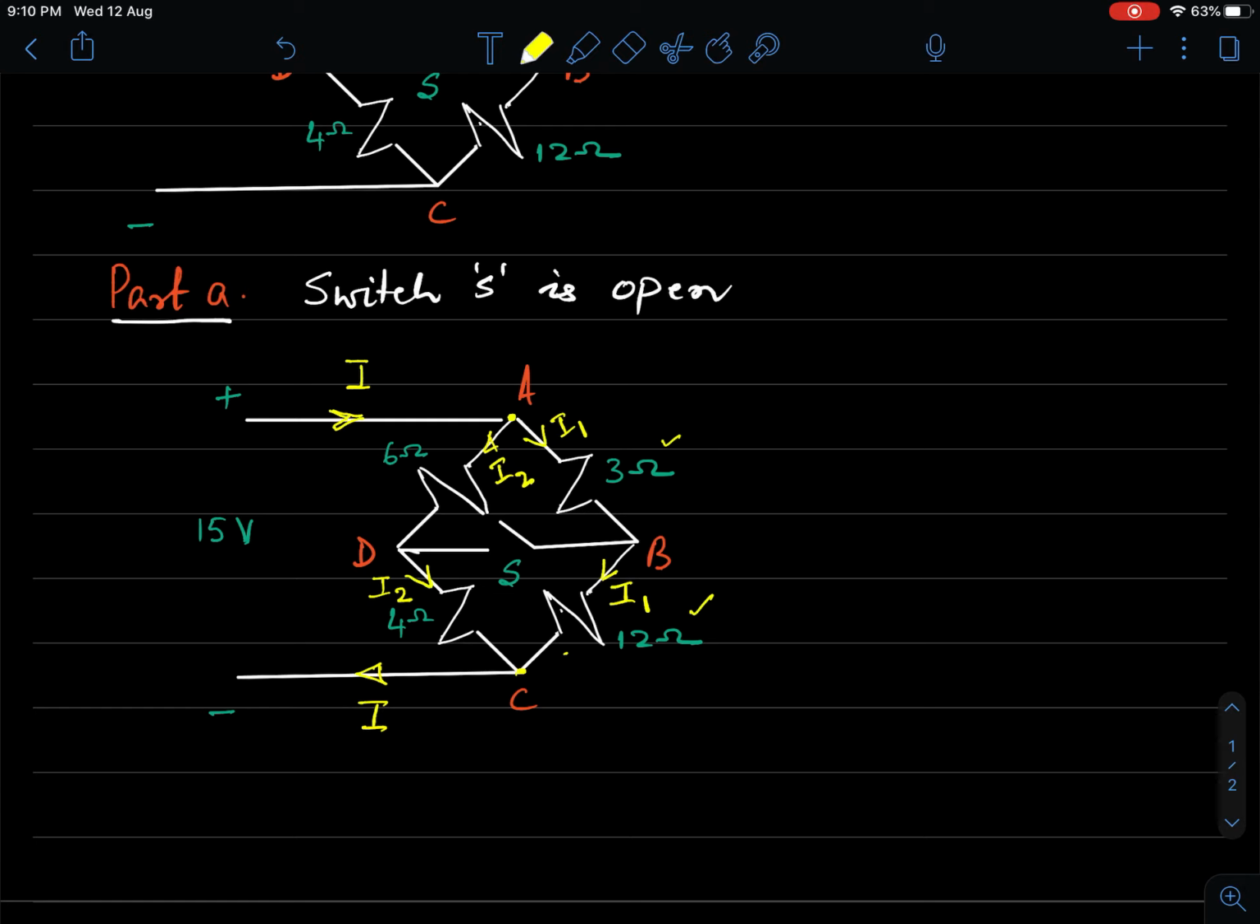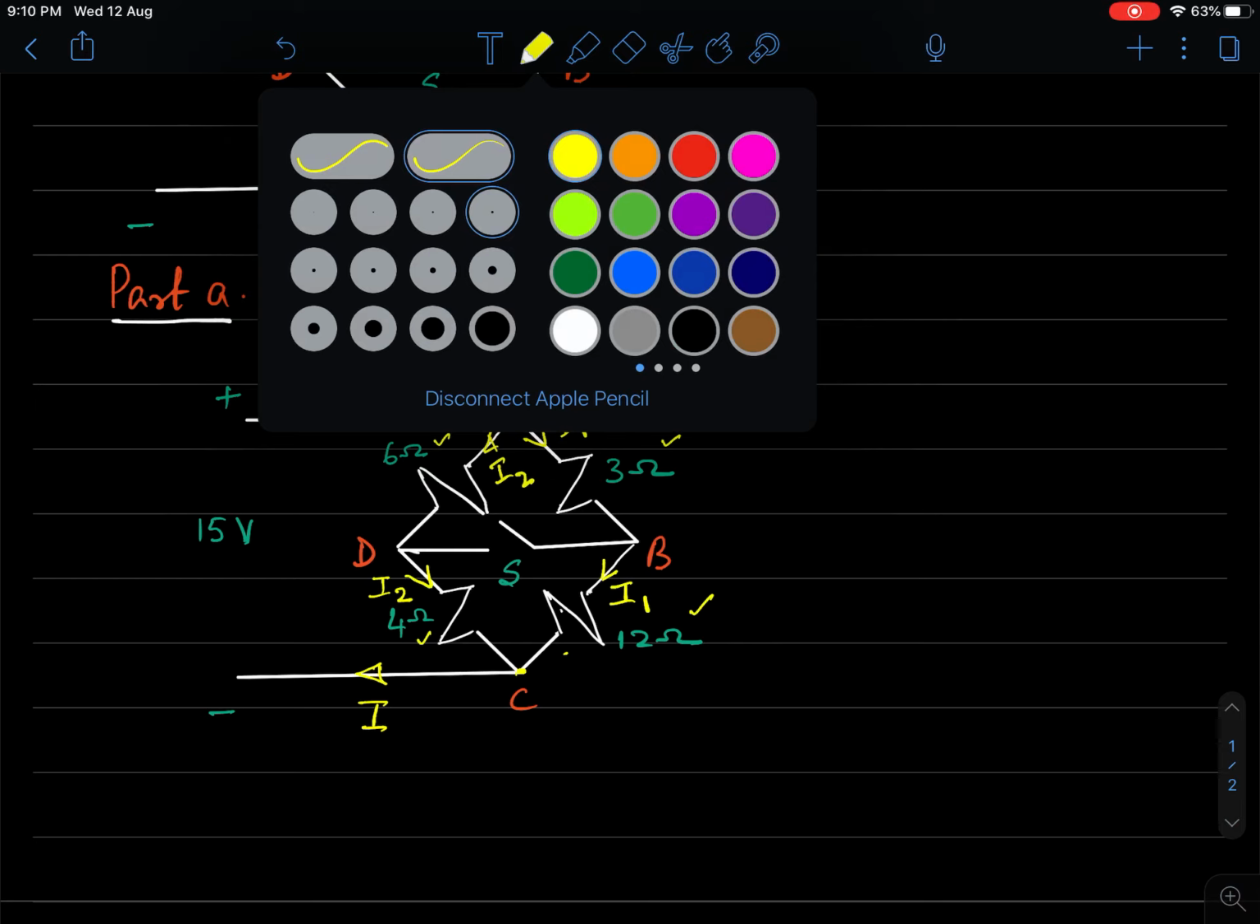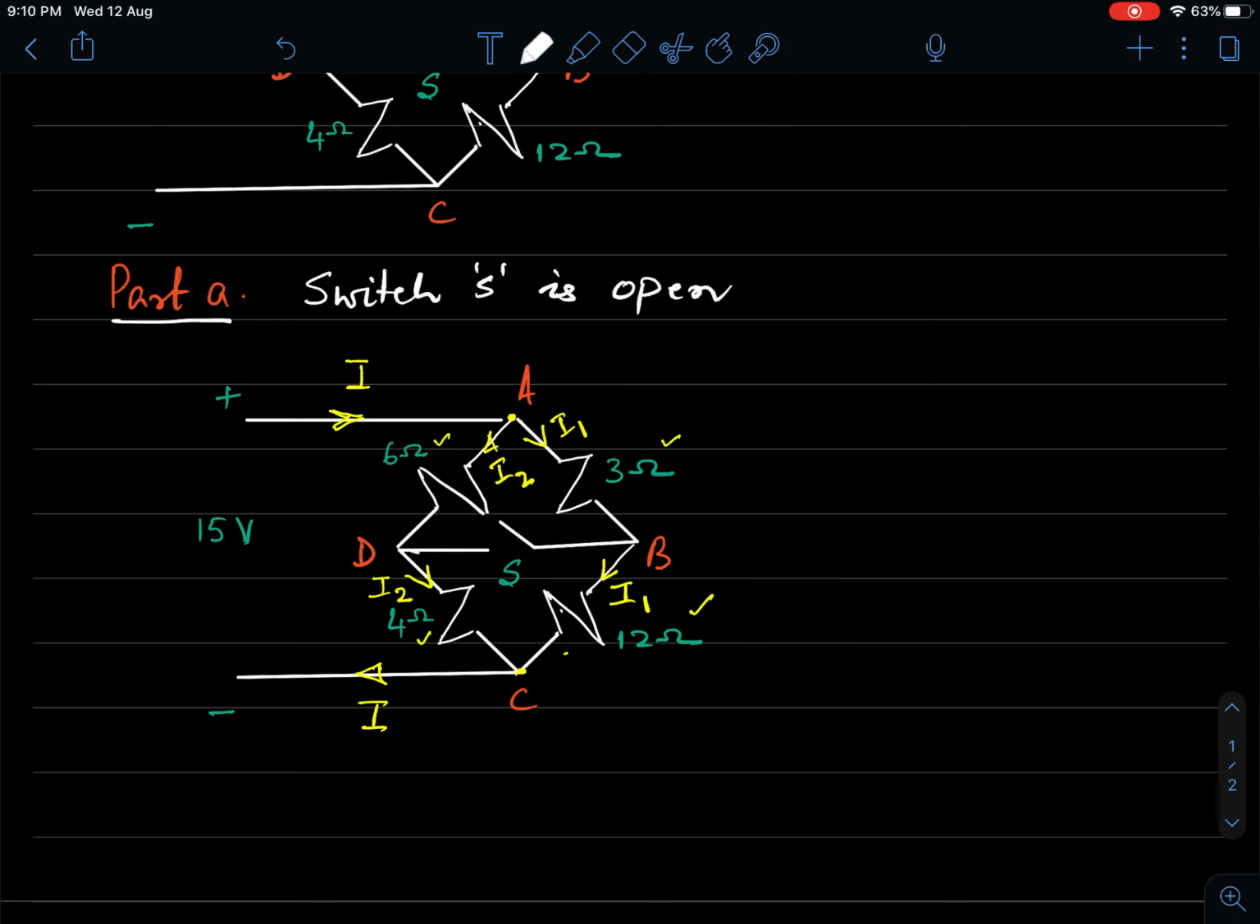Similarly, the 6 ohm resistance that is connected between A and D is in series with the 4 ohm resistance which is connected between D and C, because they are carrying the same current. When two resistances carry the same current, they are supposed to be in series. It is a very, very simple fundamental which we have already learned. So now these two, the 6 ohms and 4 ohms, are in series.